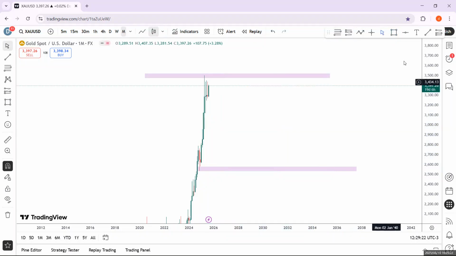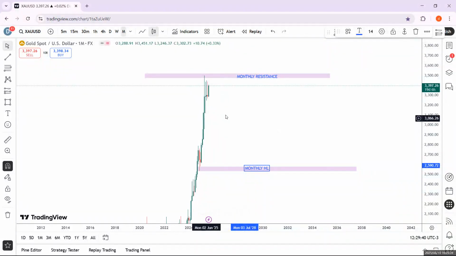This window right now is our current range of focus, where we will now tag the highest point here as monthly resistance, and we'll now tag the low point here as the monthly higher low point. Obviously, this is the monthly time frame, so we have to give these levels their tags. So it's the monthly higher low point, and this is the monthly resistance point.